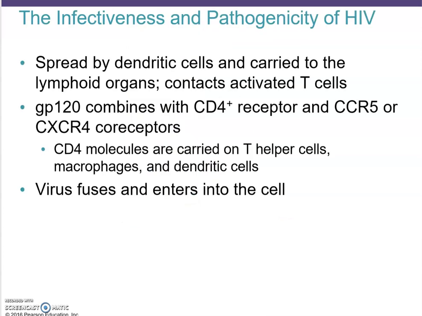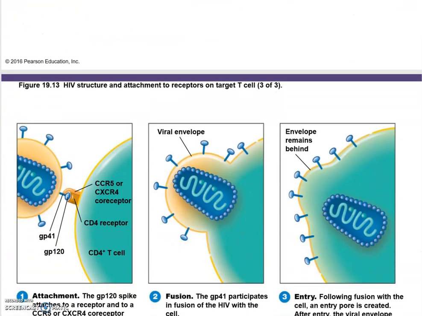Here's how the virus gets inside of your CD4 cells. It is initially spread by dendritic cells and carried to the lymphoid organs and contacts active T cells. The GP120 spike protein combines with the CD4 plus receptor on those cells that have it. And then you have some co-receptors, and together then the virus gains entry into the helper T cells and releases its genetic material. So the virus will fuse and then enter into the cell, releasing the genetic material into the cell.